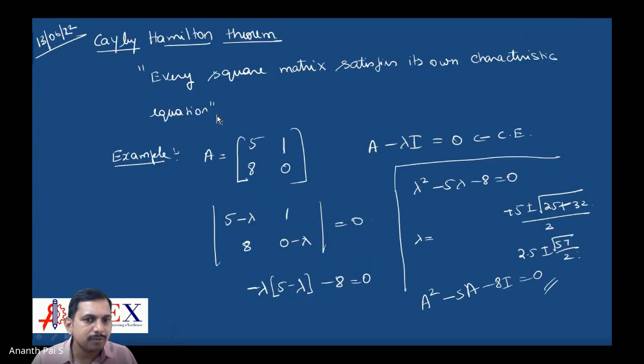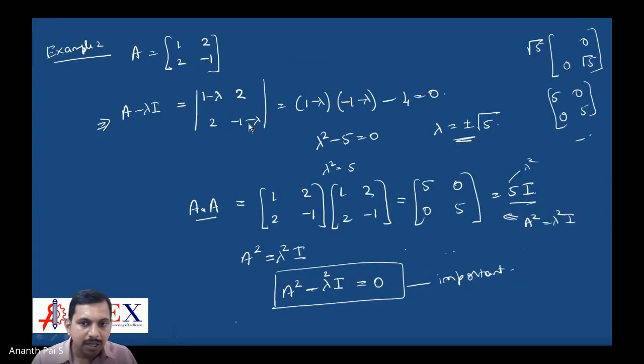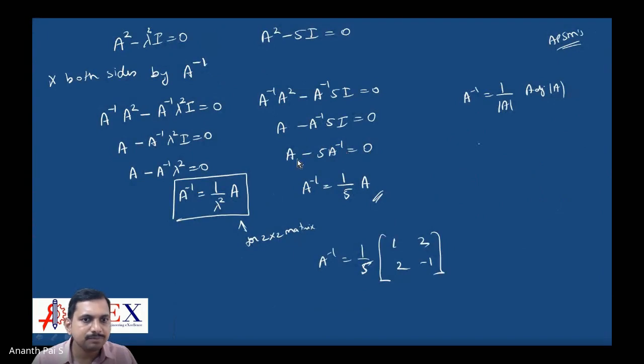You can see, for example, here one equation is there. A minus lambda I, when you do the characteristic, is lambda square minus 5 is equal to 0. And when you put it, lambda square, you see it is 5 times I. So A square minus lambda square I is equal to 0. That is the characteristic equation, lambda square minus 5 is equal to 0. Similar way, another example we have taken.